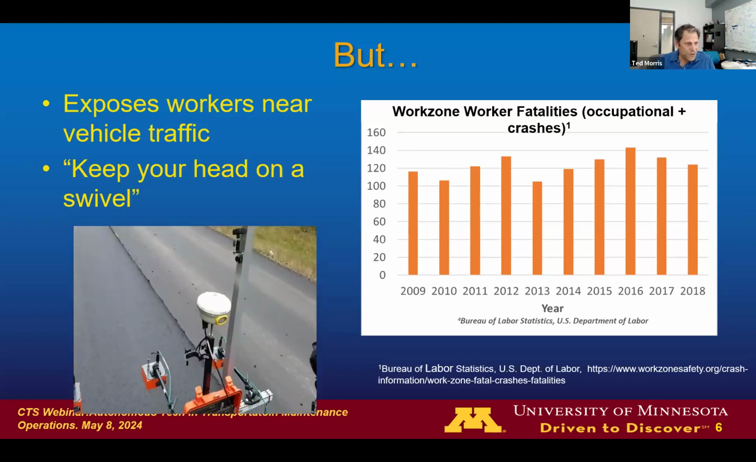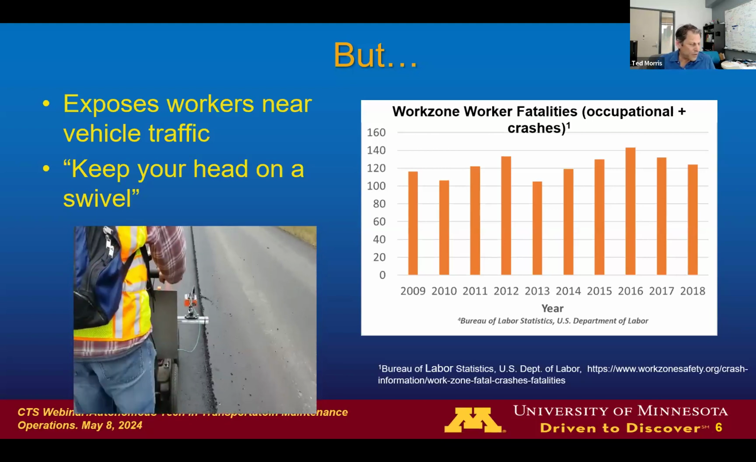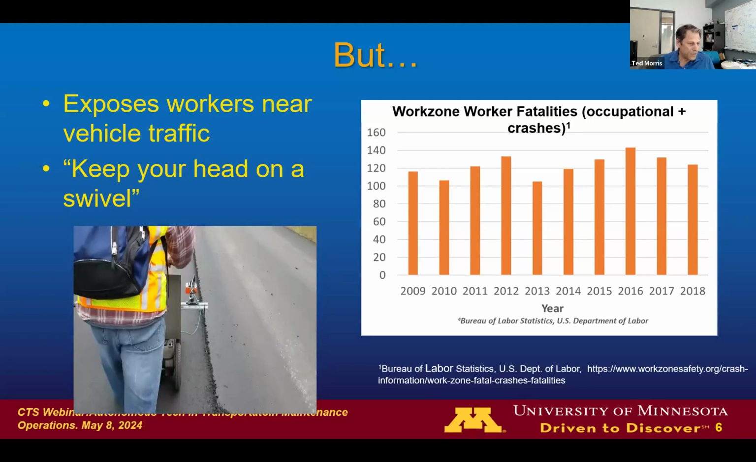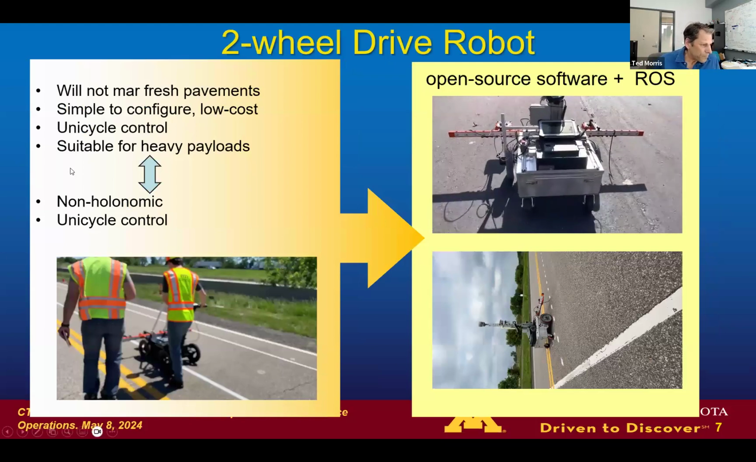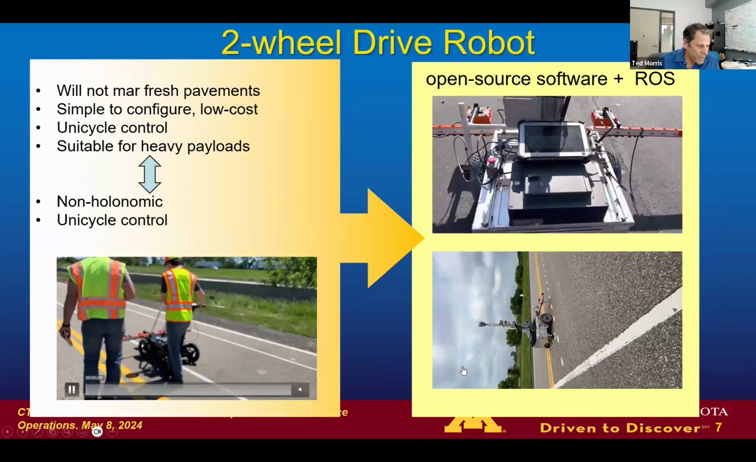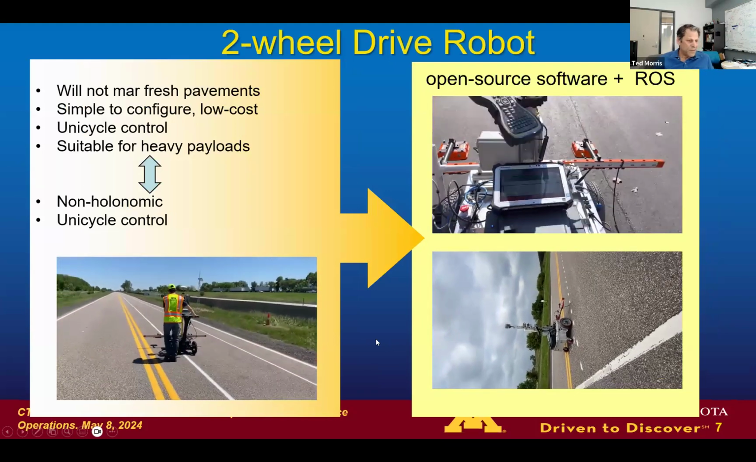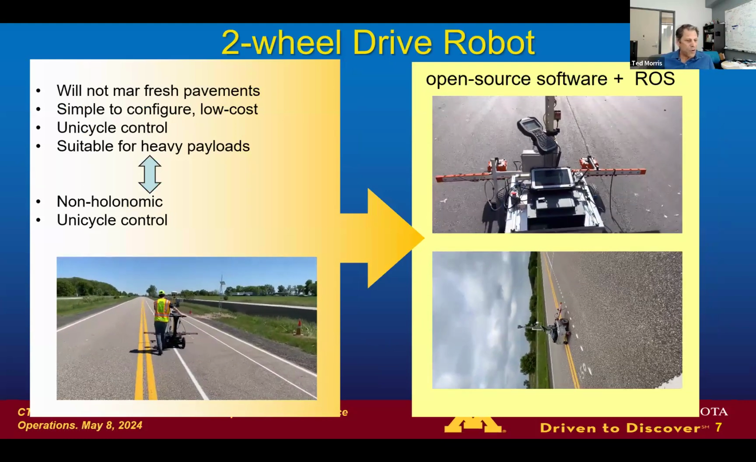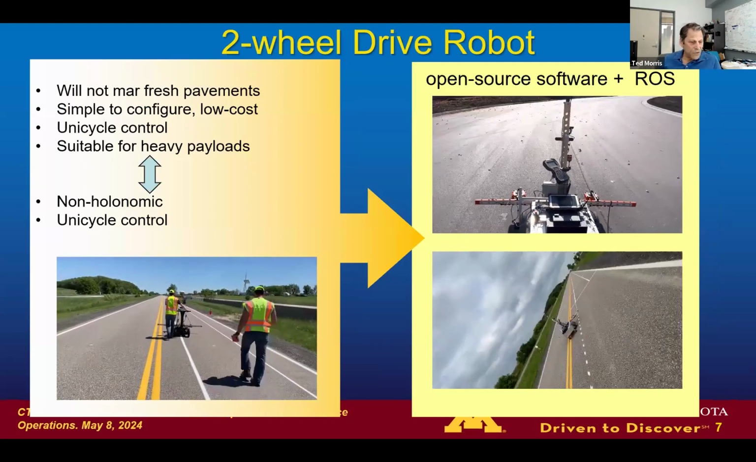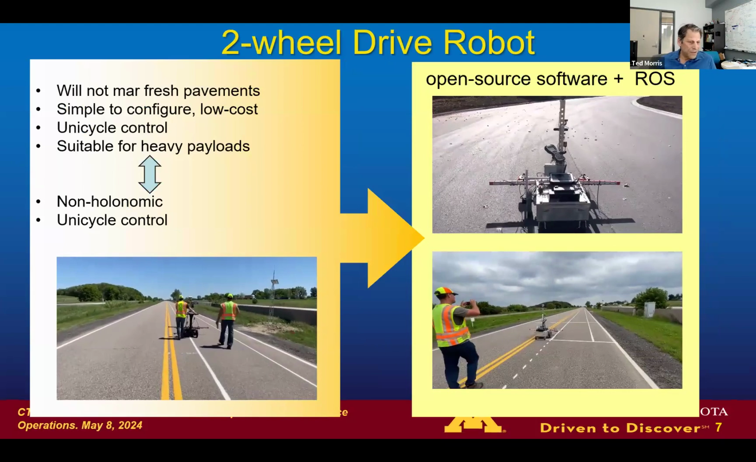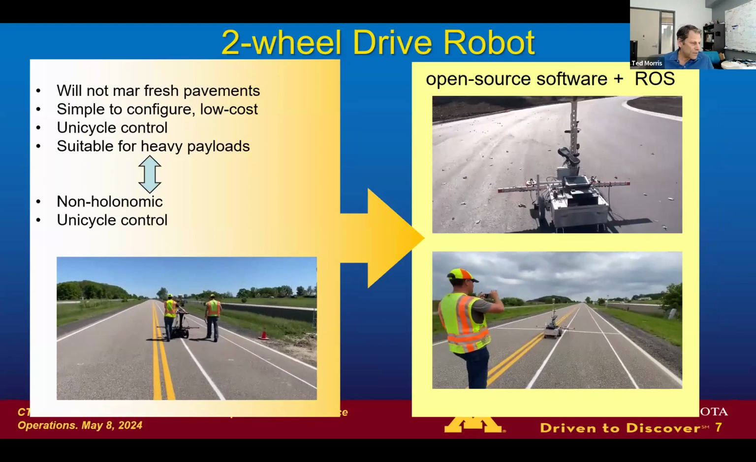I don't have any more recent data on worker fatalities. I consider one, I think we all do, one as too many. So what we did then is implement a kind of an open architecture robot that can be used for testing this idea of autonomously collecting this information.